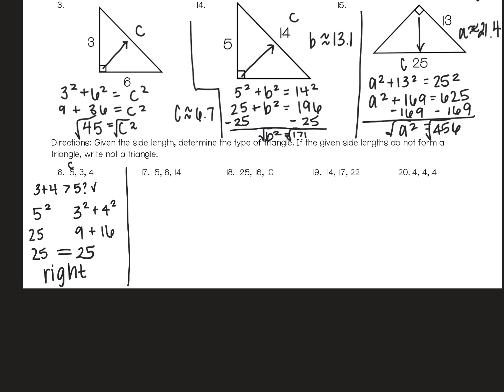For 17, I'm going to start the same process. So I'm going to add the two smaller sides together. I'm going to check and see, is it truly greater than the third side? And the answer is no. So that means it's not a triangle.